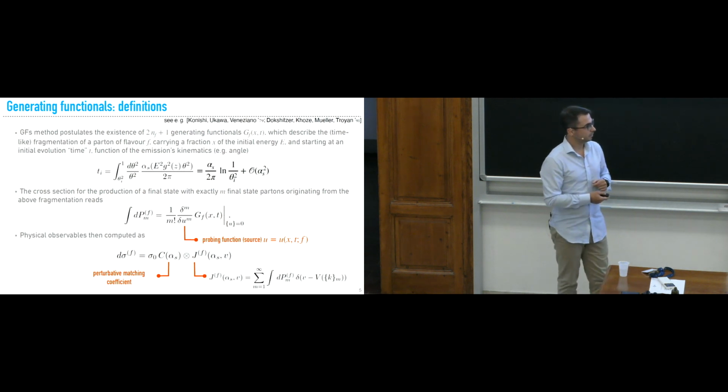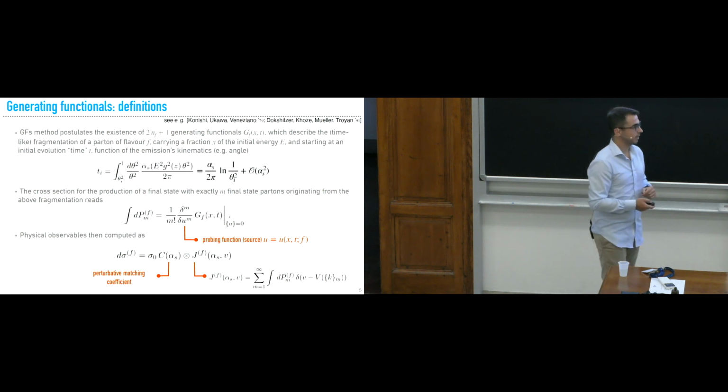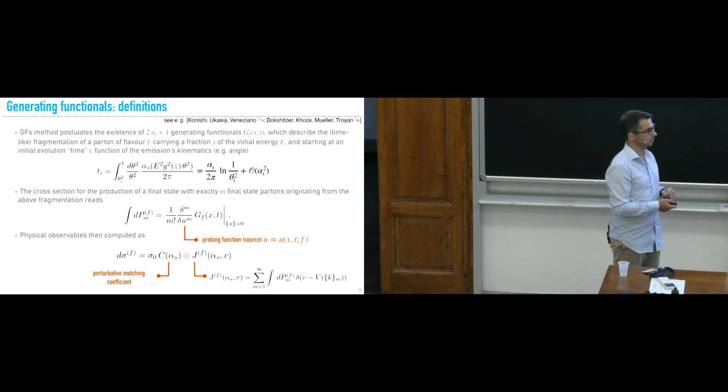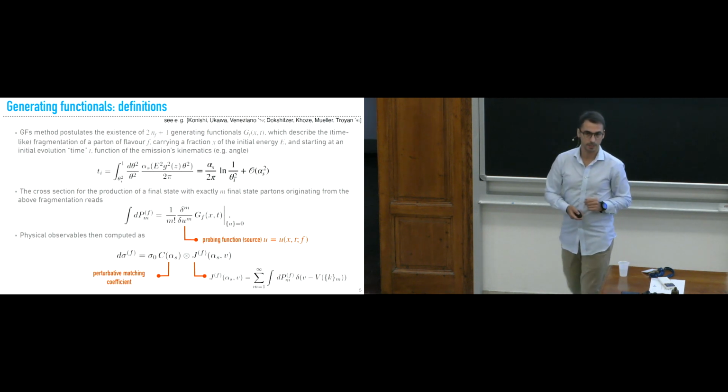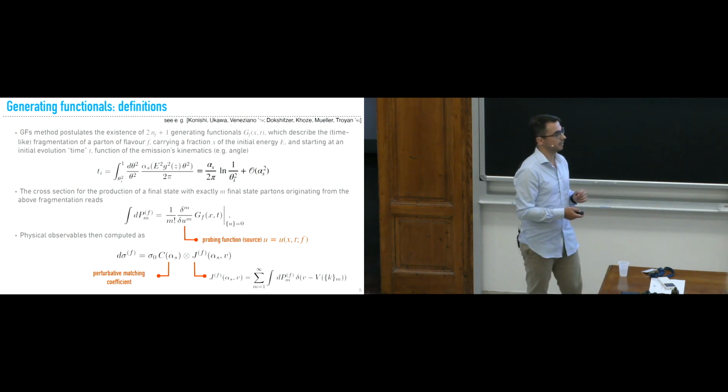Once you've done that, you have a collection of these exclusive emission probabilities. You calculate an observable due to the fragmentation of a parton of flavor F as some perturbative matching coefficient function that matches the collinear description of the generating functionals to full QCD, and this function J is just an infinite sum over all of these exclusive emission probabilities. Each term is then weighted with the observable's measurement function.